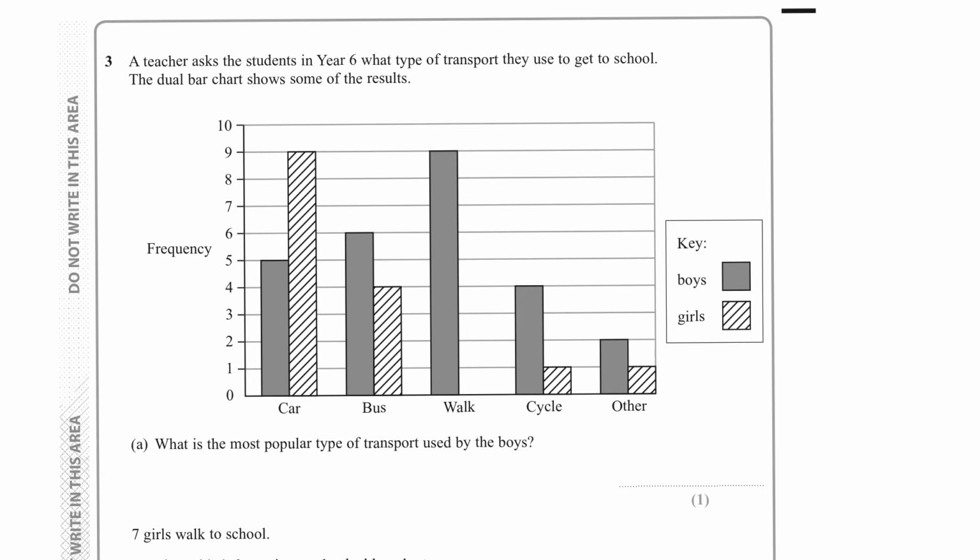Okay, having a look at question 3, it says a teacher asks students in year 6 what type of transport they use to get to school. So it's asking what's the most popular type of transport used by the boys. So having a look at the key, the boys are grey and the girls have the stripes. So we're looking at the grey rectangles. The one with the highest grey rectangle is walking. So the most popular one for boys is walking.